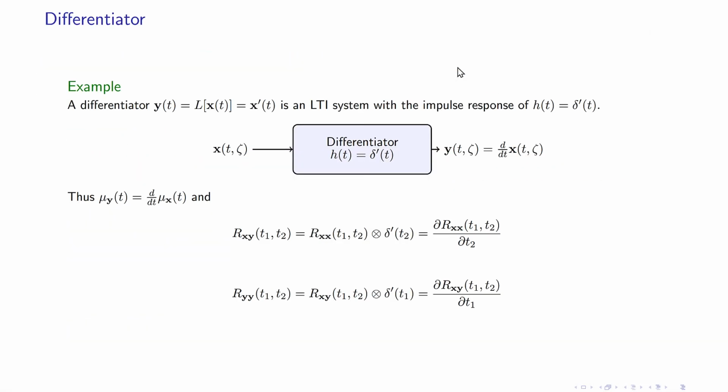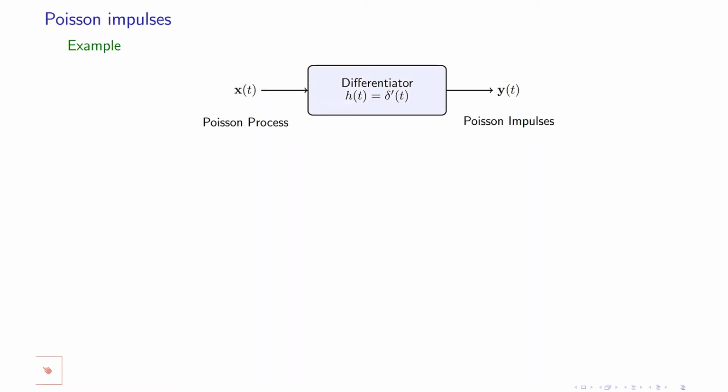Assume that we have a Poisson point process, and then we give this Poisson point process to a differentiator. A differentiator is an LTI system with this impulse response, and we calculated the autocorrelation and cross correlation. Now, if we give a Poisson process to a differentiator, we get Poisson pulses.